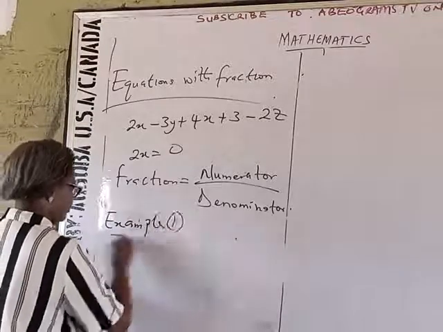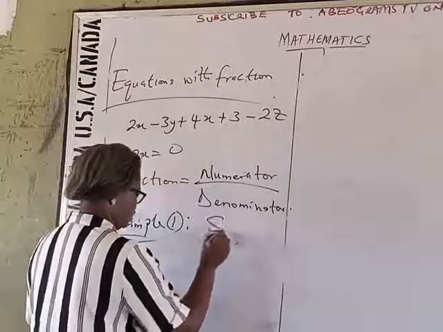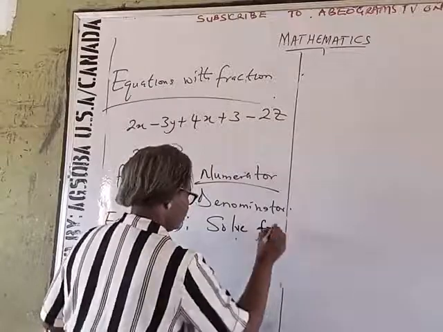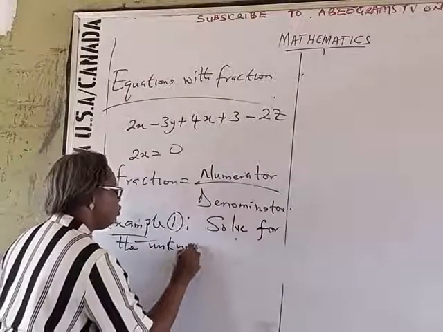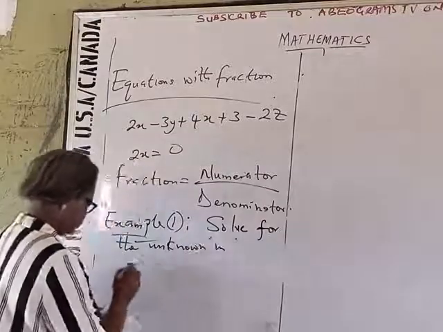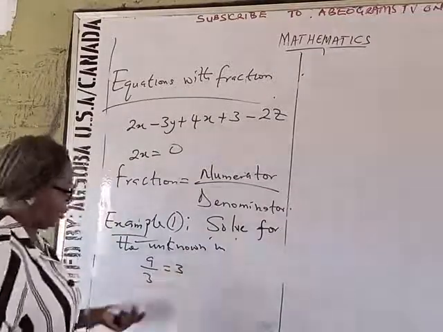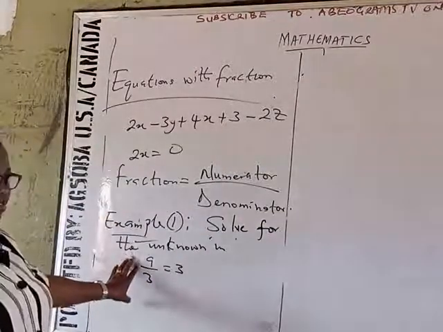So I'll take some examples now. Example 1. Let's suppose you want to solve this. Solve for the unknown in a over 3 equals 3. Now this is the question given. You want to solve this. You can see that you have a fraction on this side.